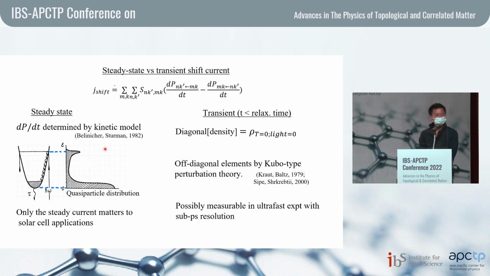On the other hand, there's also the transient photocurrent, which is the early time photocurrent, time, say, less than any relaxation time in your system. And the essential assumption is that you approximate the diagonal component of your density matrix as a density matrix at zero temperature and with zero light. And then the off-diagonal elements of your density matrix are calculated by some Kubo-type perturbation theory, okay? And this transient current is possibly measurable in some ultra-fast experiment with a sub-picosecond resolution.